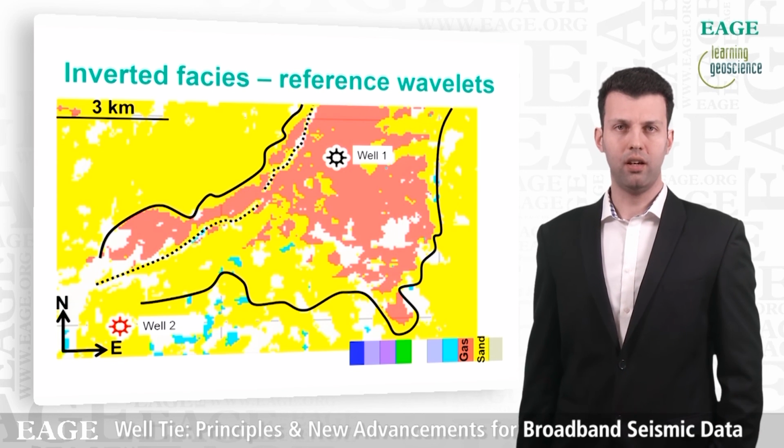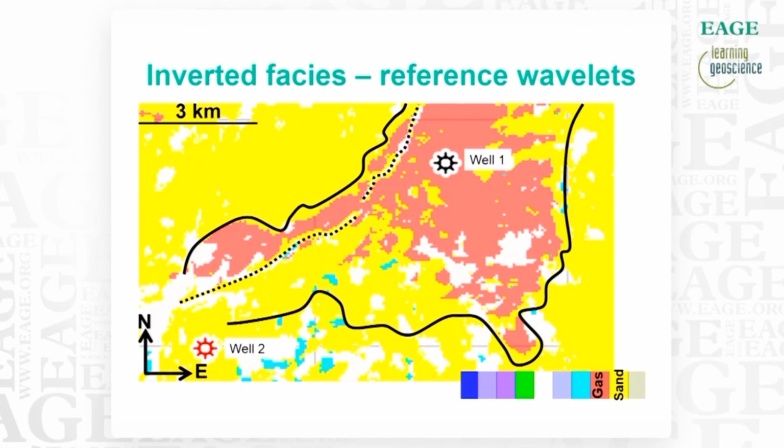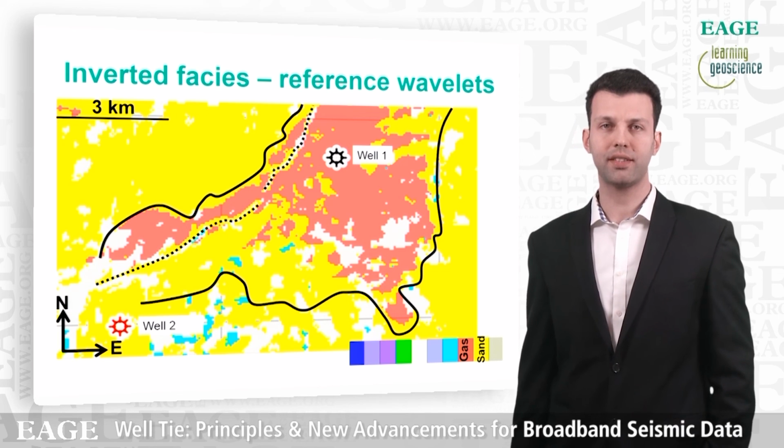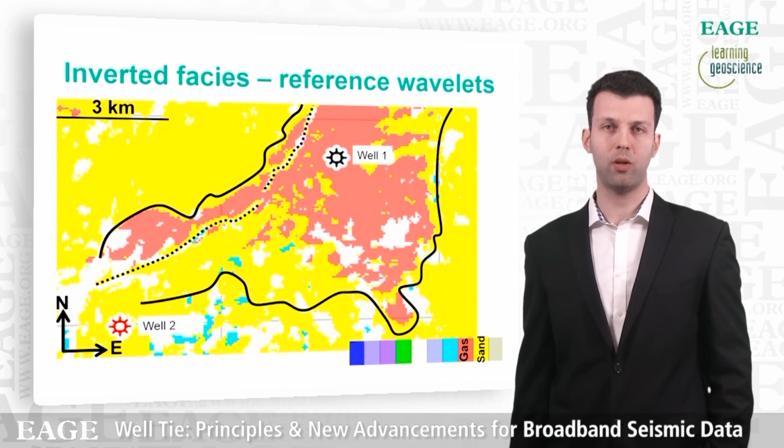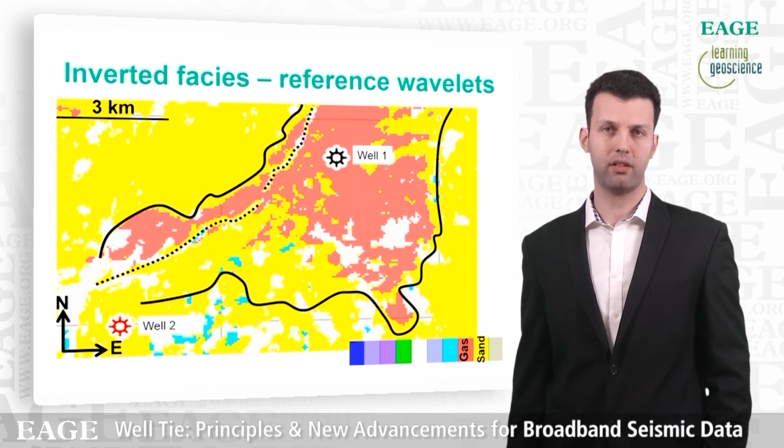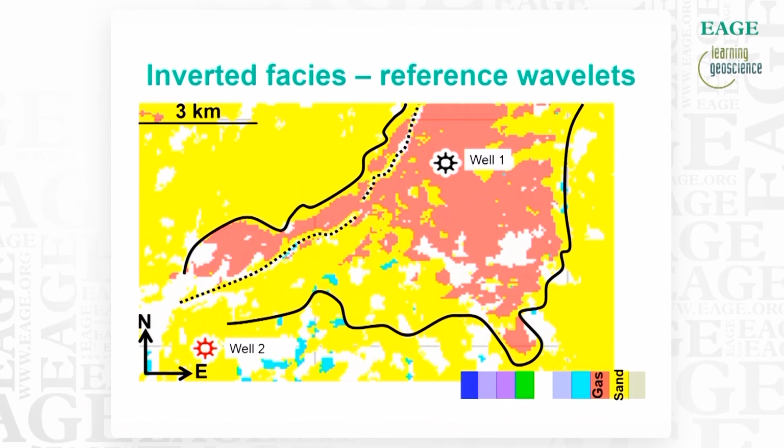If we use the data and the corresponding wavelets, here the reference wavelet using the traditional method, we get the inverted facies, and in this case, a gas reservoir shown in red. Obviously, the estimated reservoir extension doesn't reach what we expect from the data, shown with the interpreted lines or boundaries.